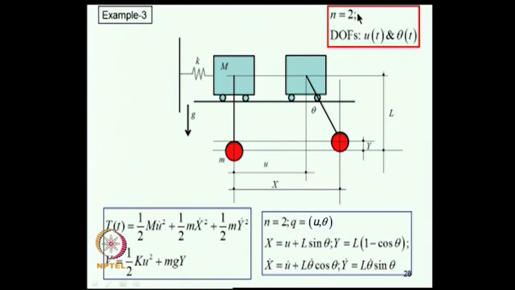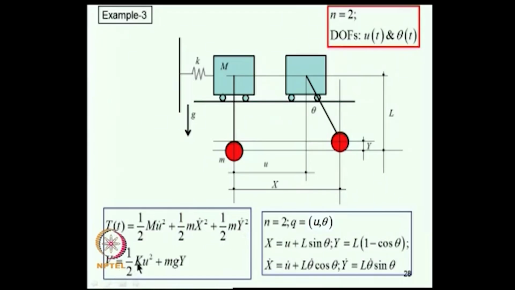Now, how do I construct the kinetic energy and potential energy for this system? I will introduce some variables: lowercase u, capital X, capital Y. Now, the kinetic energy of this mass is half m u dot square. Now, if capital X and Y are the coordinates of this mass, then the kinetic energy is half m X dot square plus half m Y dot square.